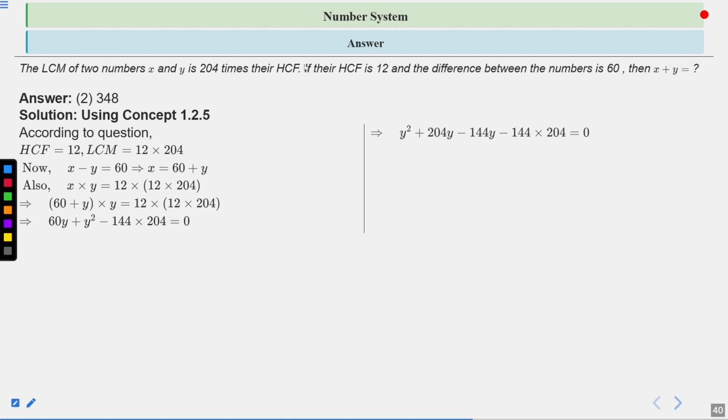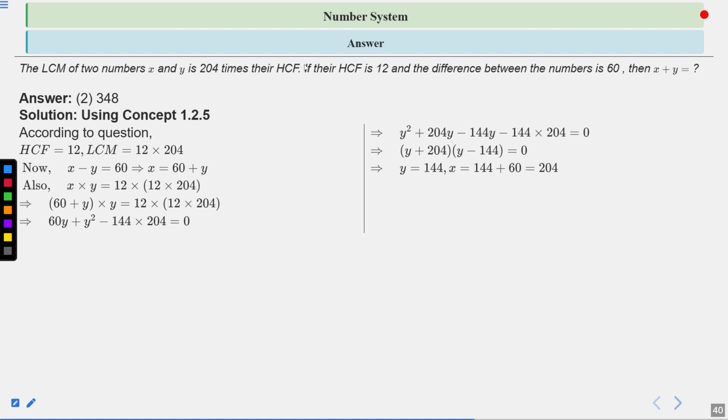Now when we simplify it, we get y squared plus 204y minus 144y minus 144 into 204. So we get (y plus 204) in one bracket multiplied by (y minus 144) in another bracket is equal to 0. So we get the two values of y. We take only the positive value. So we take y equals 144, because y equals minus 204 is not applicable. So we get y equals 144.